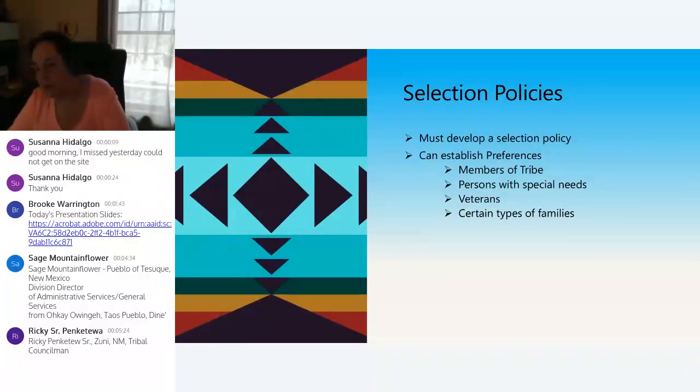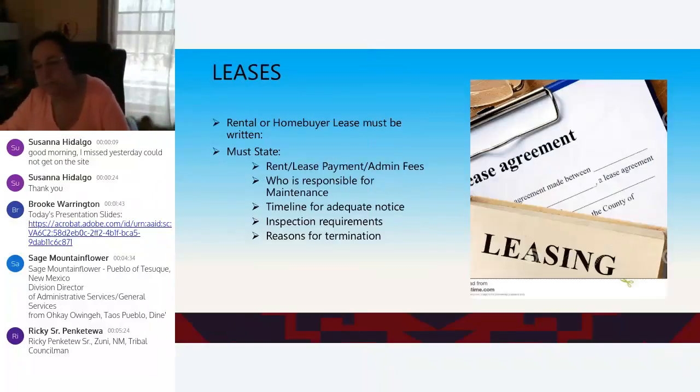Your selection policies, you have to develop a selection policy. You can establish preferences for members of your tribe, people with special needs, veterans, and certain types of families. Your leases, rental and homebuyer leases, have to be written, okay? Your lawyers have to look at your leases. Those are one of the most important things that come out of your office, besides your construction contracts.